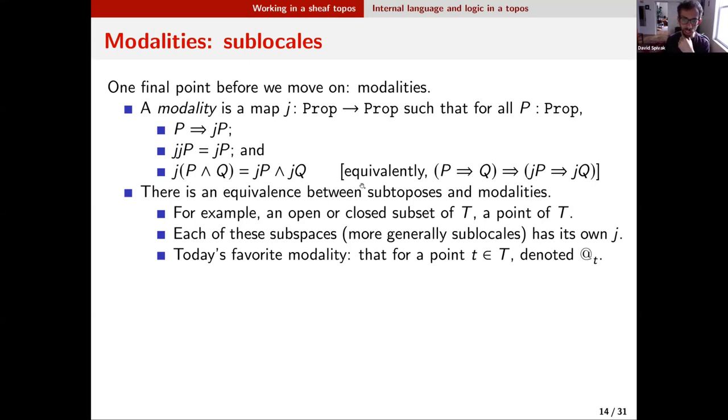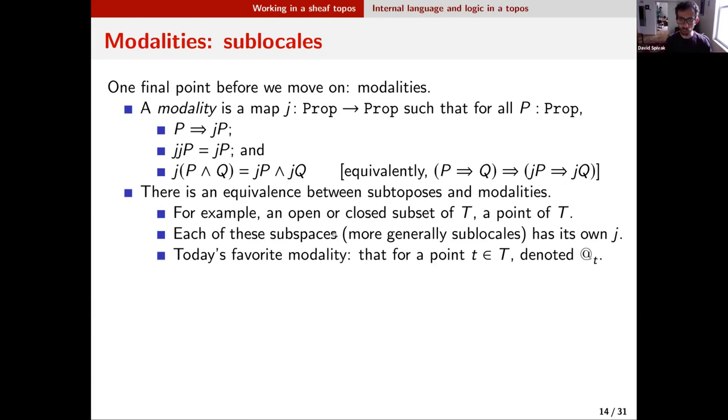And what's amazing is that there is an equivalence between subtoposes and modalities. Modalities are just these logical thingies, whereas subtoposes are subcategories with an adjunction and all sorts of fancy things. So this is a neat theorem. For any open or closed subset of a topological space, or any point of the topological space, you'll get a subtopos, and therefore you'll get one of these modalities J, a closure operator.